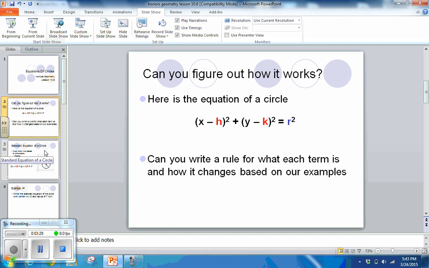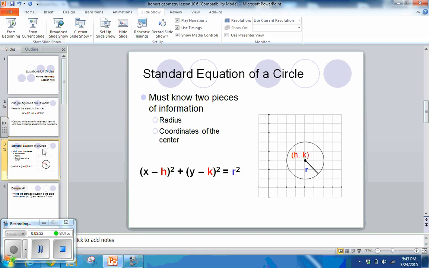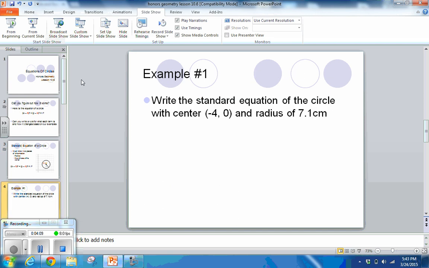Alright, so go back here. Here is your standard equation. You must know two pieces of information, and hopefully you saw this: what the radius is, and what the center is. Hopefully you saw that the center changed when we moved the circle around, whether it was the point on the circle or the center. So your (h, k) is the center point of your circle, and the r is just your radius.